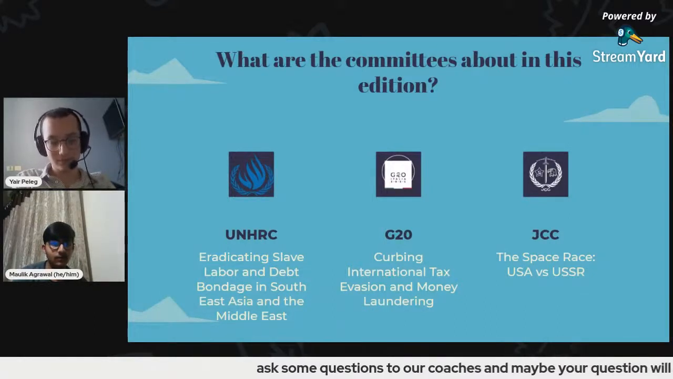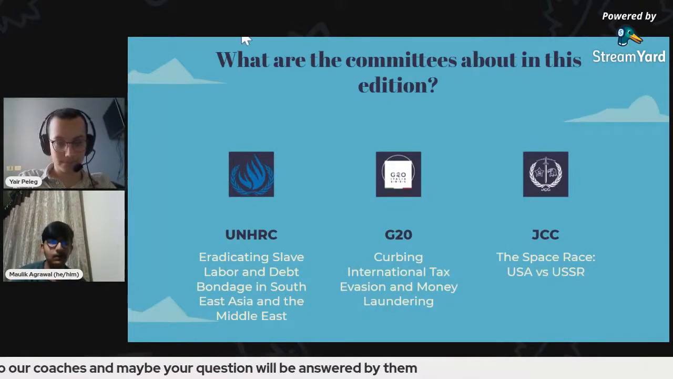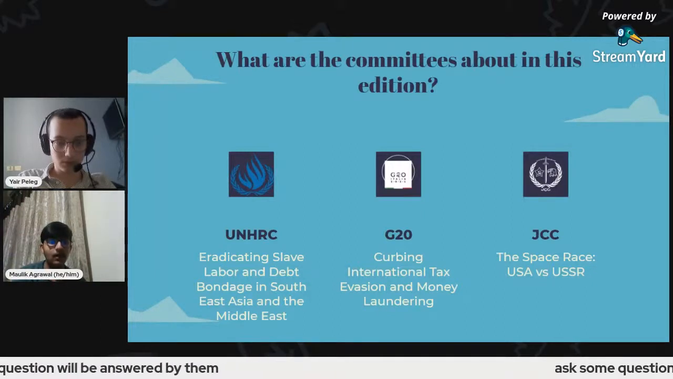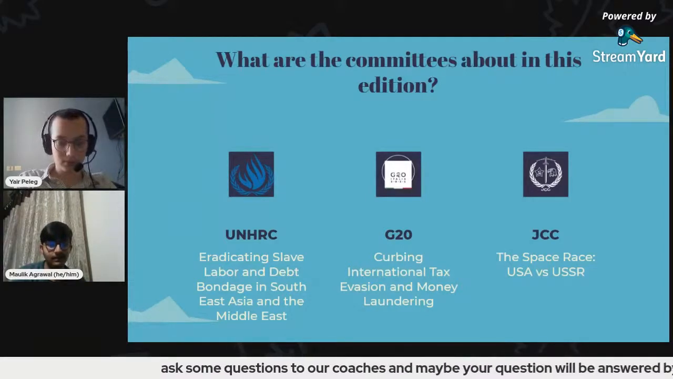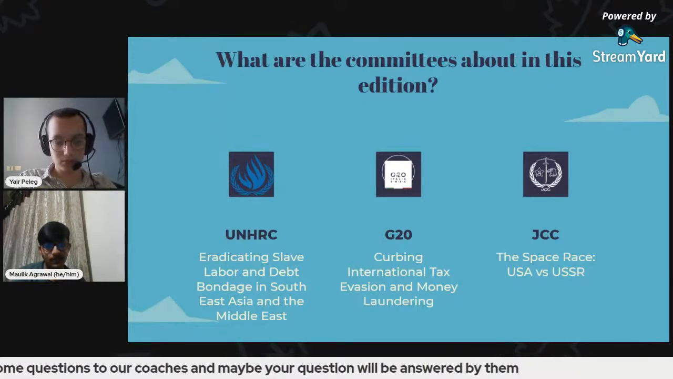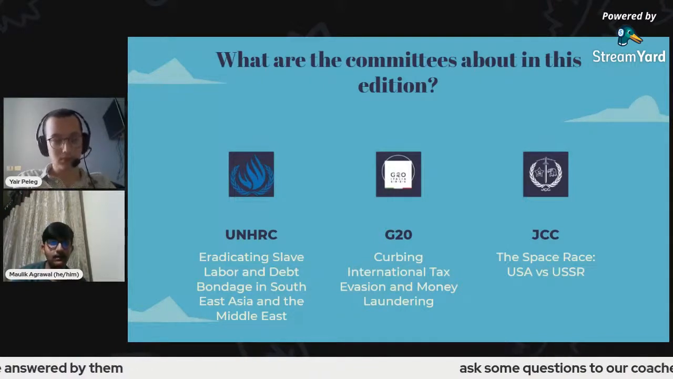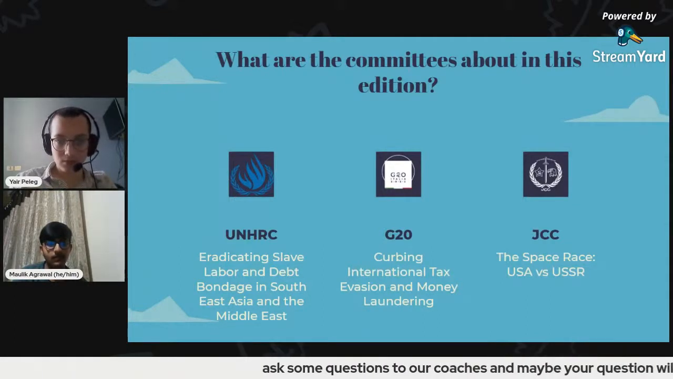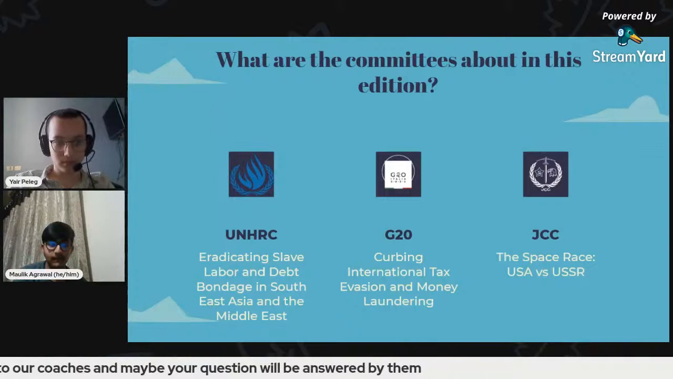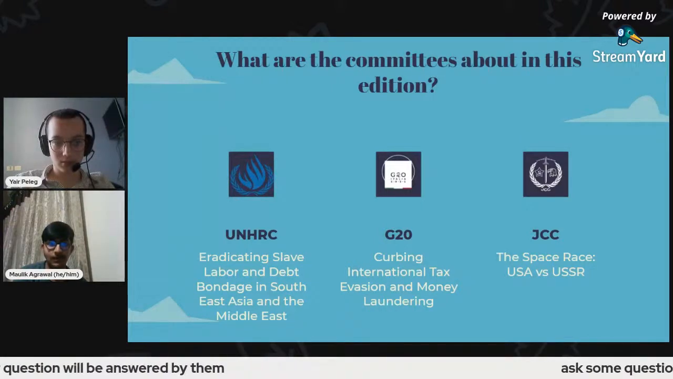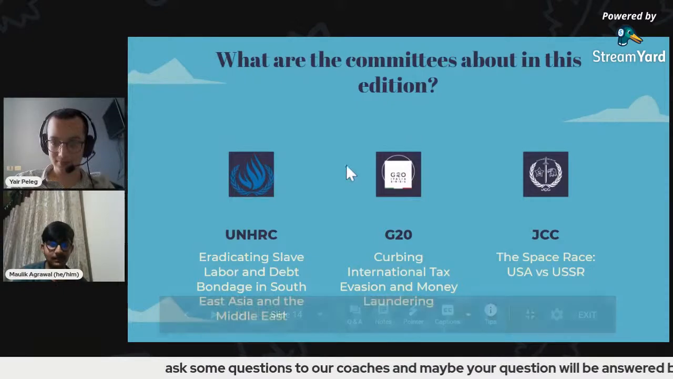So at TogetherMUN 2.0, we are simulating three committees, which are UNHRC, G20, and JCC. UNHRC at this edition of TogetherMUN would be debating slave labor and debt bondage in Southeast Asia and the Middle East. G20 at the second edition of TogetherMUN would be debating how to curb international tax evasion and money laundering. And lastly, our crisis committee at this edition would be revolving around the space race that happened after the launch of Sputnik 1, and it would be a JCC on the space race.